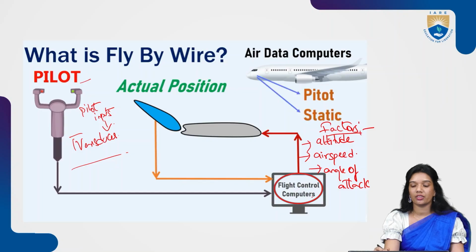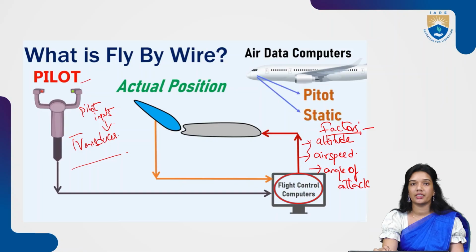And here the flight control computers are going to check several factors, whether the input is suitable or not, or how much it is. So all the things are being considered here. Then the next step that follows is the actuation of the control surface.